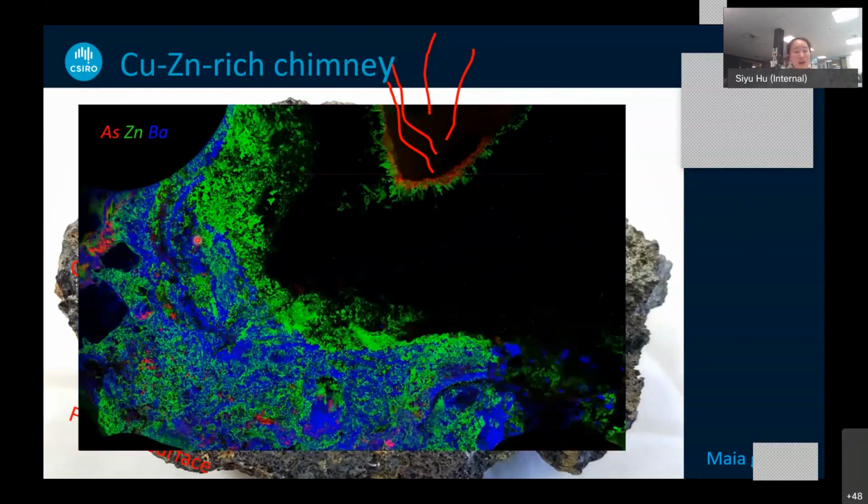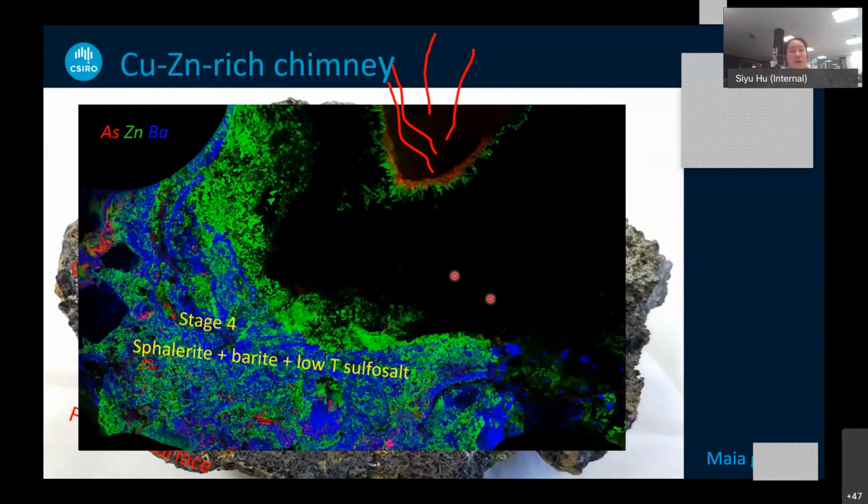If we take a look at the arsenic, zinc and barium distribution here, we can see the outer part of the chimneys is dominated by sphalerite in green and barite in blue. And also some lead-rich minerals occur in the voids between minerals. Our later petrographic study showed that arsenic is co-located with lead to form the lead-arsenic sulfosalt here. So the overgrowth minerals represent a later stage when the venting fluid mixed extensively with the seawater here.